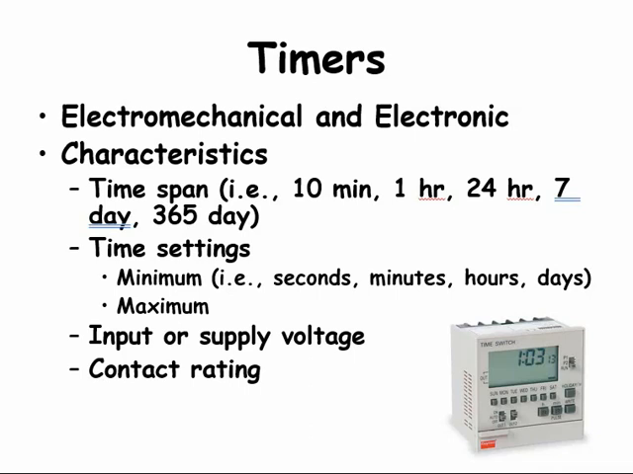If you have a programmable thermostat that has different temperature settings for weekdays and weekends, that is a timer based on a 7-day time span. Timers can have different time settings on and off. They can be in the range of seconds and up to days, and they can be battery operated or use different input voltages.